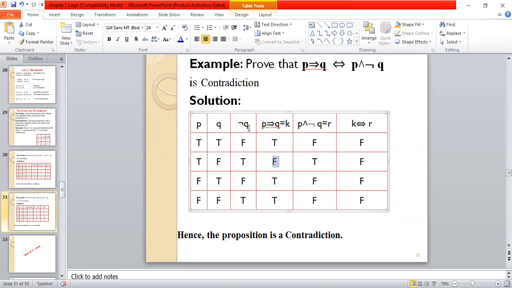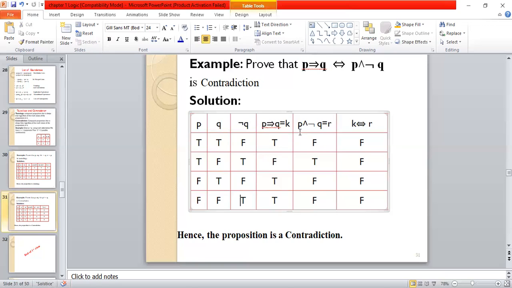And then P and negation of Q. When two propositions are connected by "and", they become true only when the two statements are both true. So P and negation of Q: true and false is false, true and true is true, false and false is false, and false and true is false. So clearly we obtain this column.